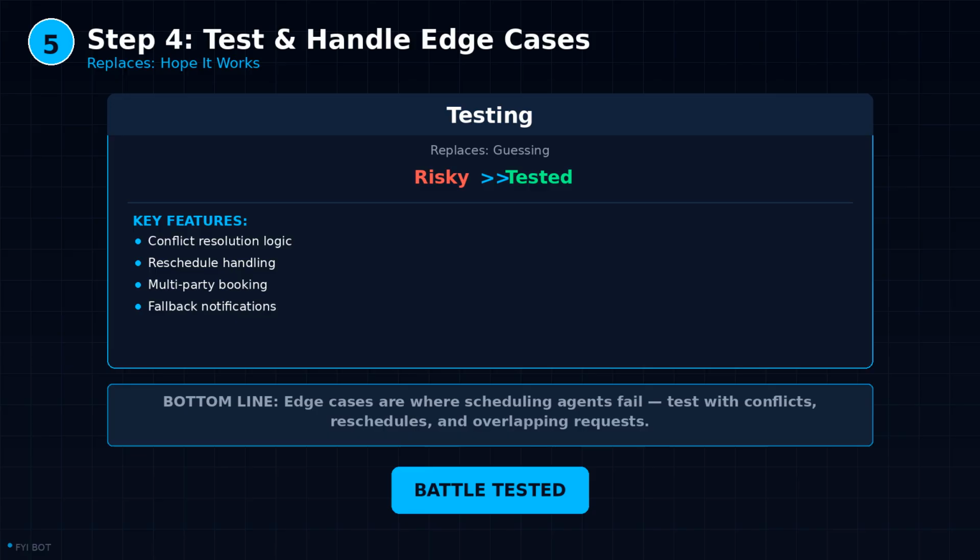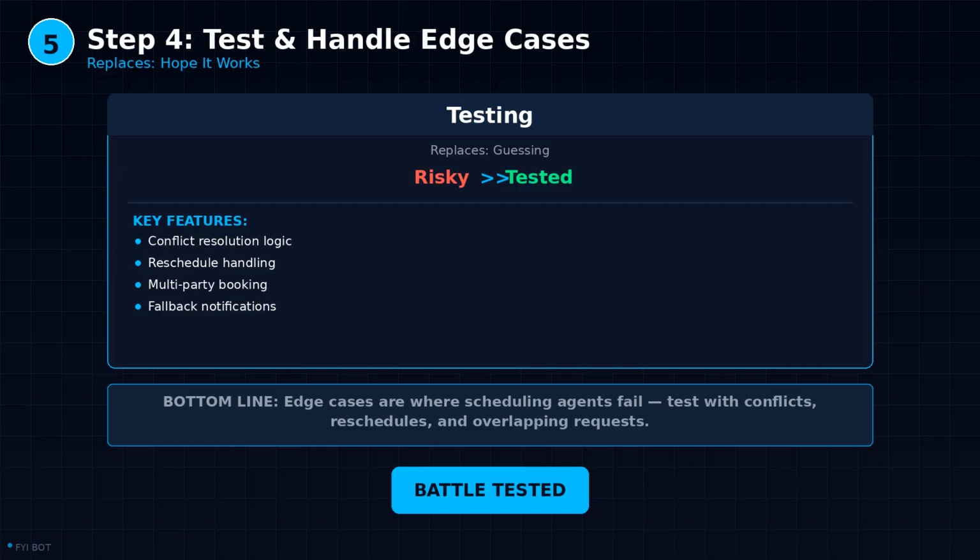Edge case number 5, and this is critical: the override. Sometimes you need to manually override your agent's decisions. Always build in a manual override button. If your agent books something at a bad time or declines a meeting you actually wanted, you need to be able to fix it immediately. The agent is there to help, not to be a dictator.